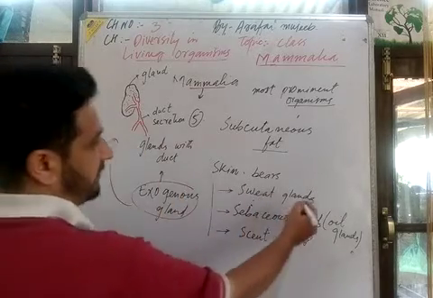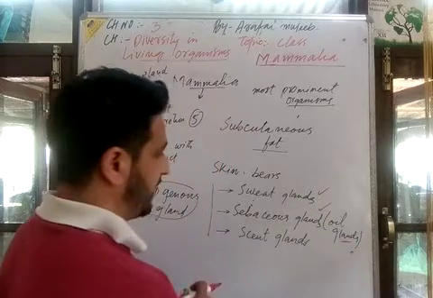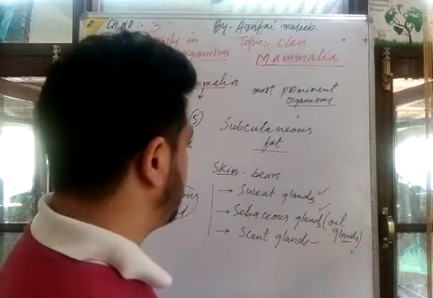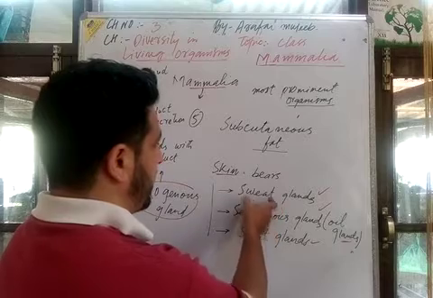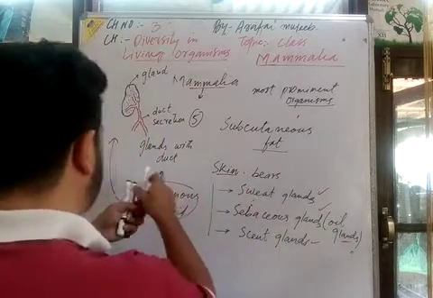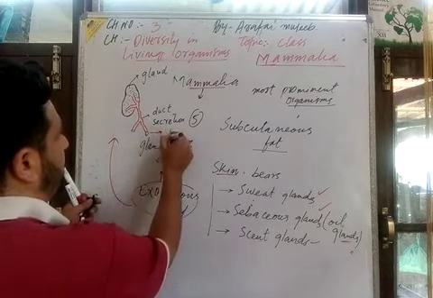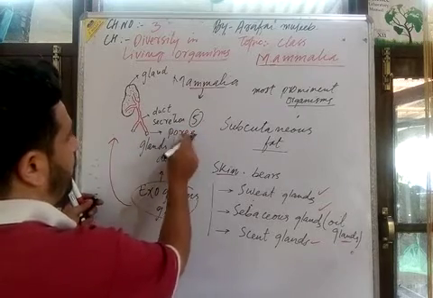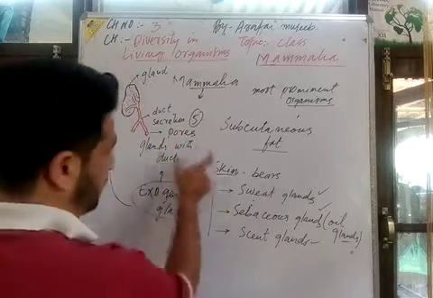All the sweat glands, sebaceous glands or oil glands, and skin glands, they are all present in the epidermis, and their growth is in the dermis, and then their secretion, they have the duct, and at the end of the duct there are the pores. There are pores from where the secretion comes out. This is the exogenous type of duct.